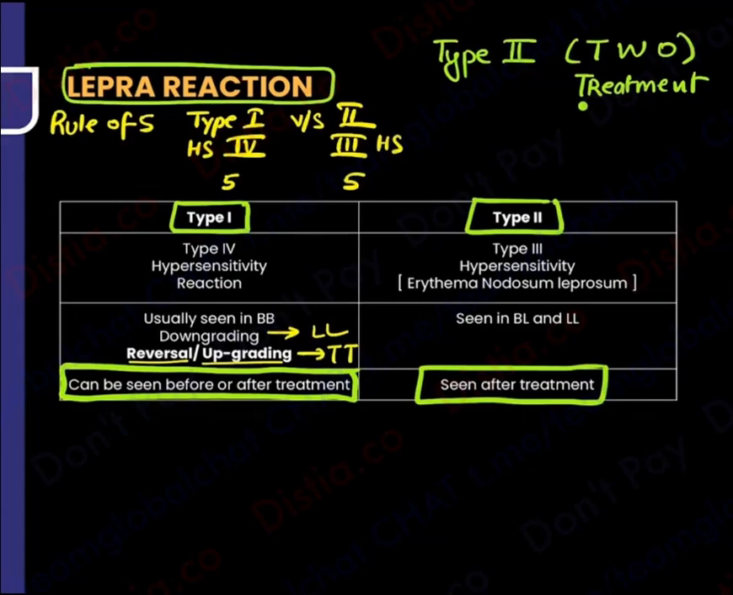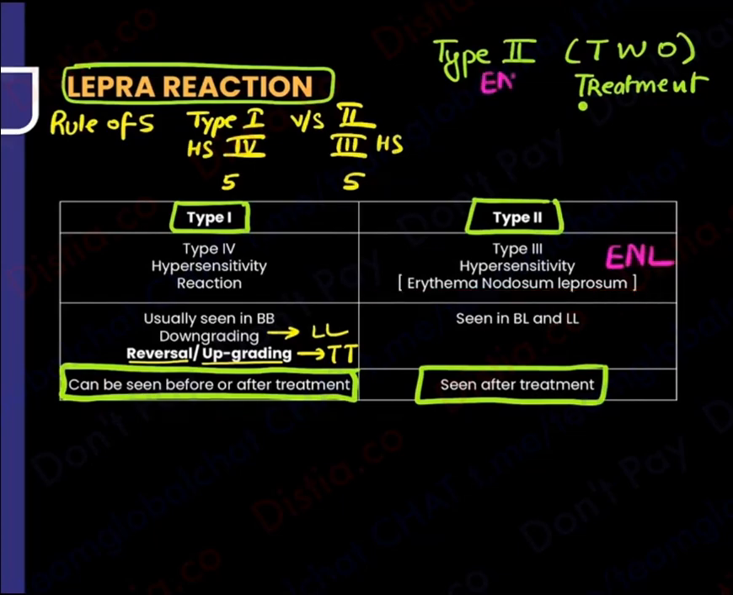So simple, this could occur before or after treatment. Before treatment, he'll deteriorate, downgrading to LL. After treatment, he might get better towards TT. But type 2 is definitely going to occur after treatment. So this is seen in all those borderline BL and LL cases. And what exactly will you see after treatment? That is known as erythema nodosum leprosum, written as ENL.